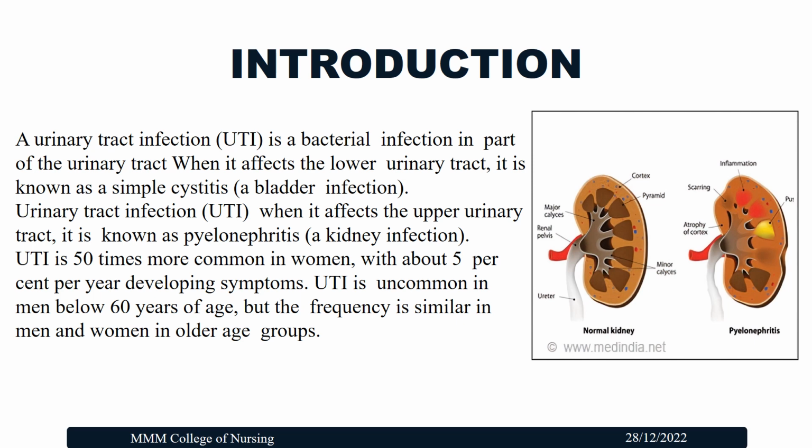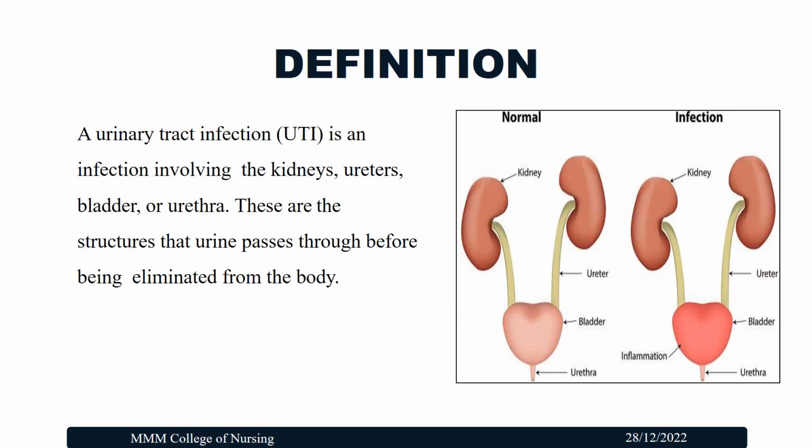UTI is 50 times more common in women, with about 5% per year developing symptoms. UTI is uncommon in men below 60 years of age, but the frequency is similar in men and women in old age groups. Definition: UTI is an infection involving the kidney, ureter, bladder or urethra. These are the structures that urine passes through before being eliminated from the body.